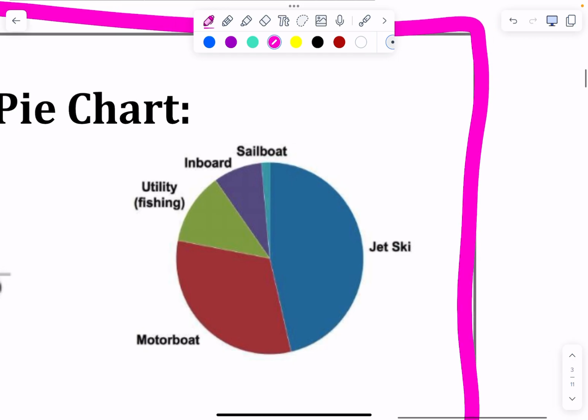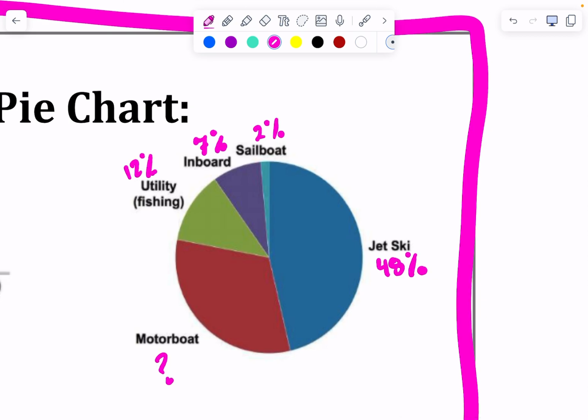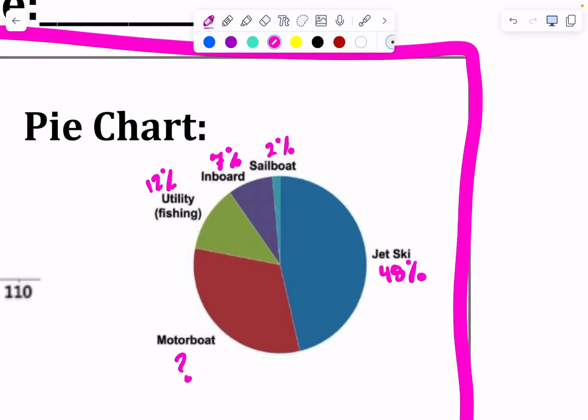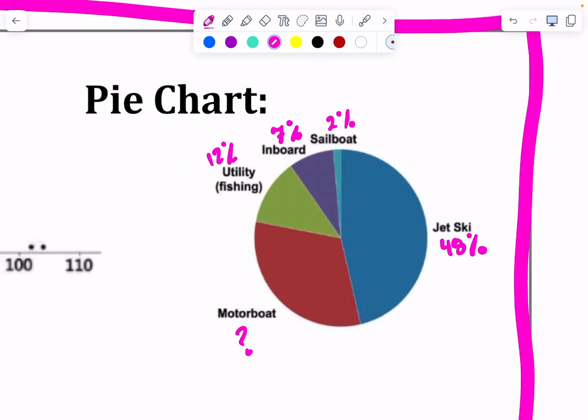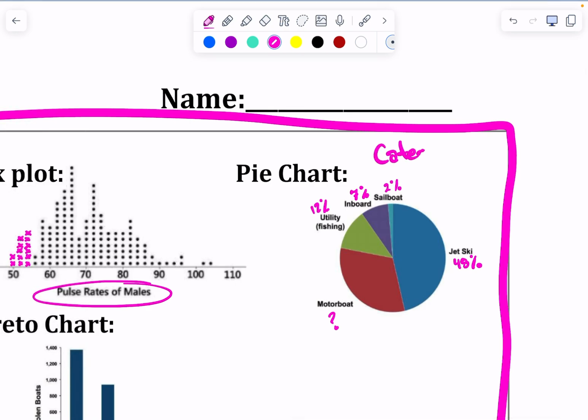Okay, take your pie chart. Those slices of pie need to be appropriately labeled. And please add the percentages to your pie chart. So if this is 100 and 48% have jet skis, sailboats would be like 2%, inboard would be like 7%, 12%, whatever each one of these is. Please add your percentages in there and make sure the slices are appropriately sized. The pie chart that you have to do, I think, is on eye color or favorite color. I don't remember which one it was. But this is for categorical data.